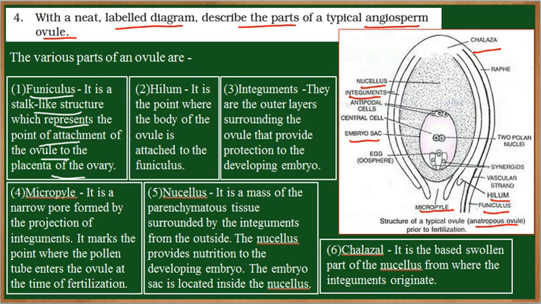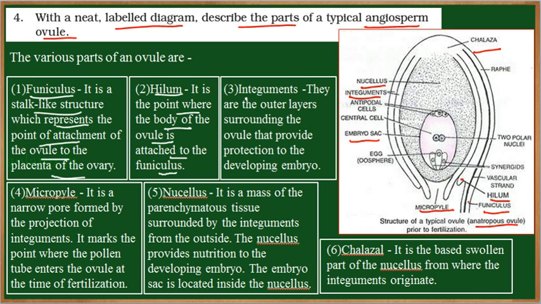So here the placenta is not visible. So with the help of funiculus, the ovules are attached to the placenta of the ovary. The next one is hilum. It is the point where the body of the ovule is attached to the funiculus. So here is the hilum. So through hilum, the entire ovule is attached to the funiculus. This whole structure, which is called the ovule, will be attached to the funiculus through hilum.